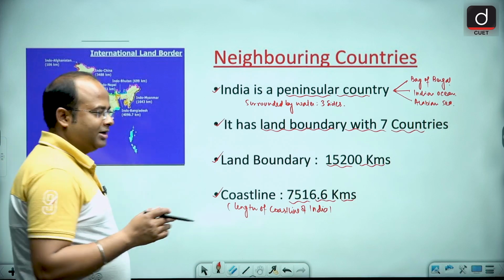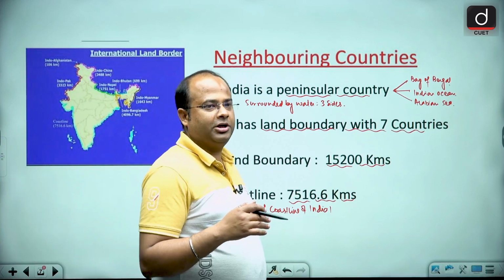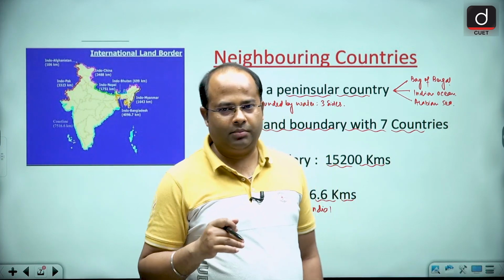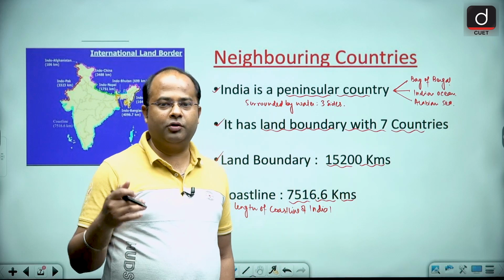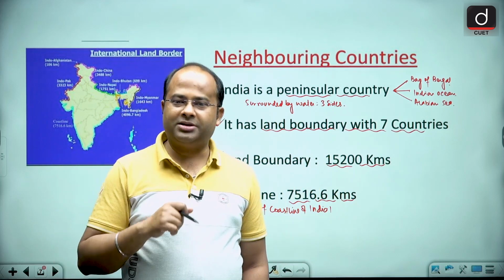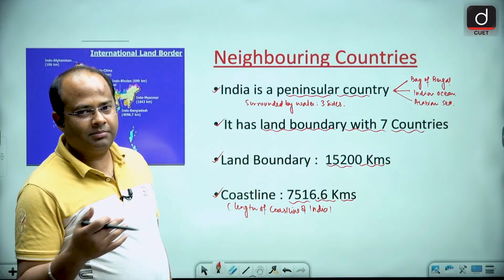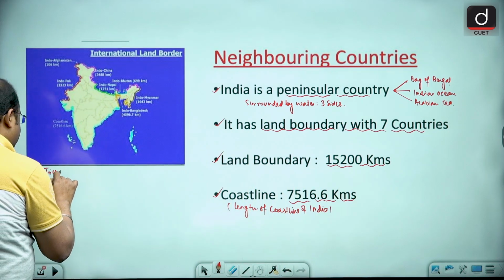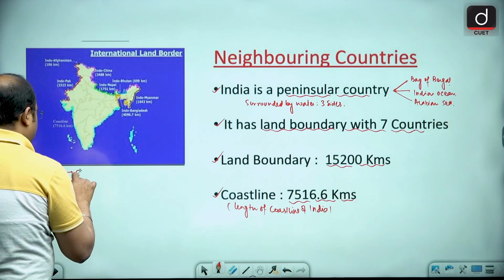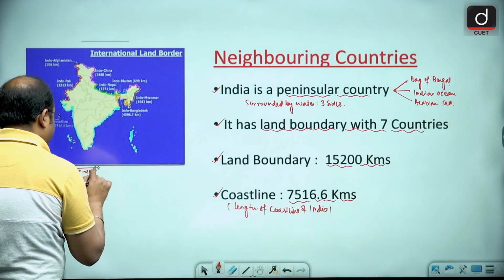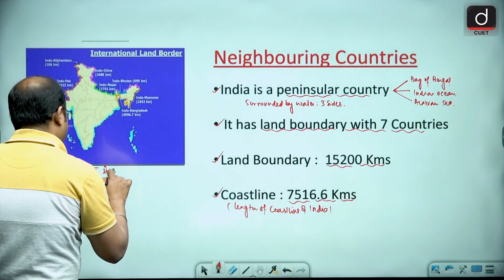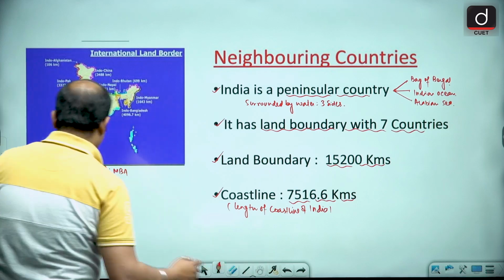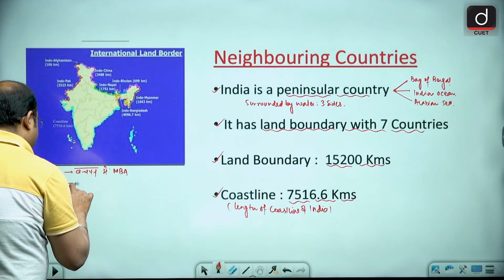Now guys, the question generally comes with which country India shares maximum land boundary and with which country India shares minimum land boundary. And sometimes the examiner gives you the question to arrange the countries sequentially, so sometimes it becomes difficult. So there is a trick to remember, and it is in Hindi: बचपन में MBA. So B means Bangladesh.